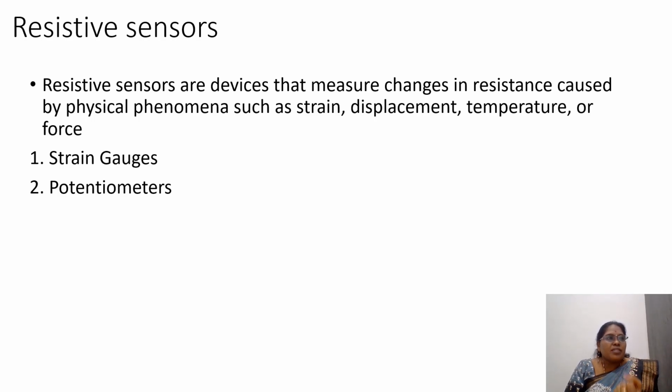How do we get the change in the resistance? It is caused by mechanical things like strain or displacement. Due to displacement there will be a change in the resistance. Due to temperature there will be a change in the resistance, or due to force there will be a change in the resistance. So change in resistance will happen with these physical phenomena like strain, displacement, temperature, or forces. Based on these categories, this is classified into two: one is the strain gauge, another is the potentiometer. When I say resistive sensor, it means change in resistance you are going to measure. When I say inductive, it means change in inductance we are going to measure.